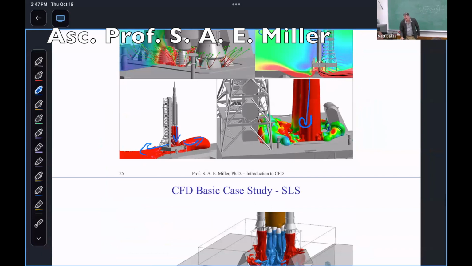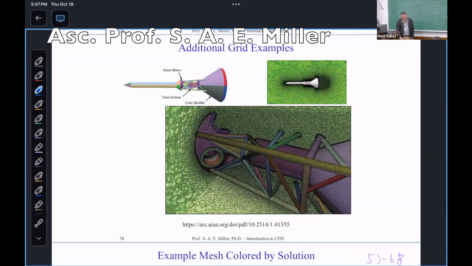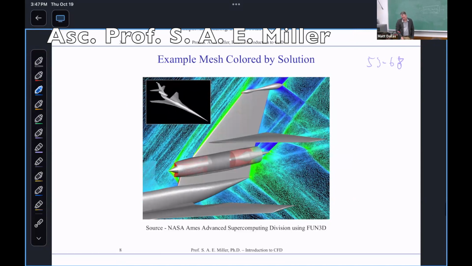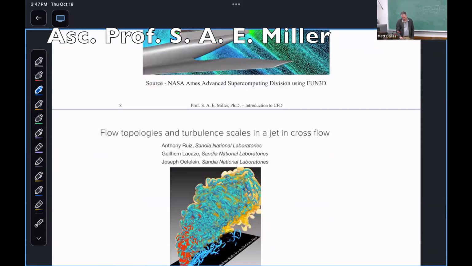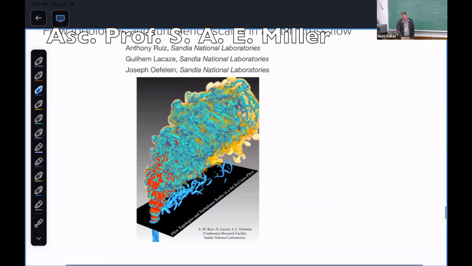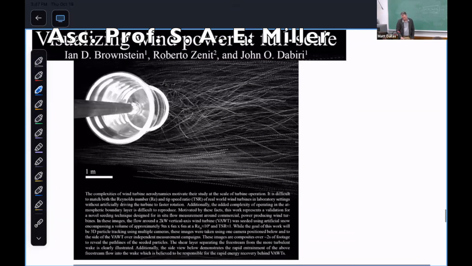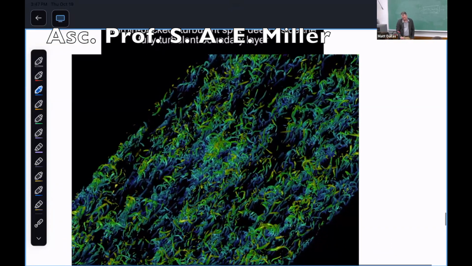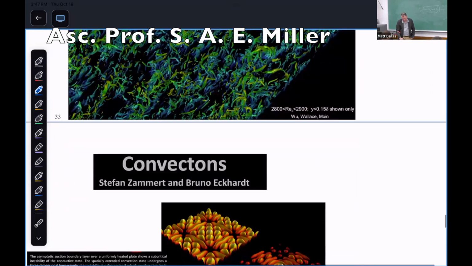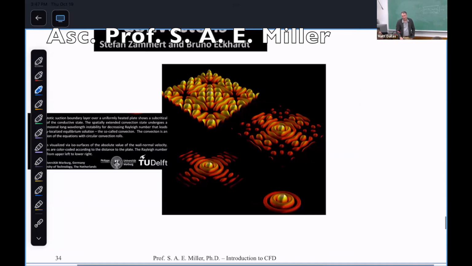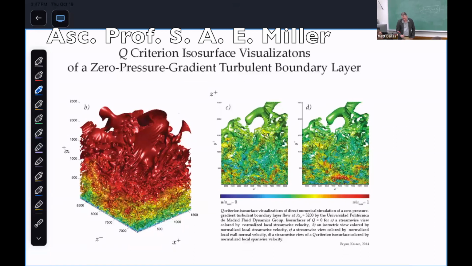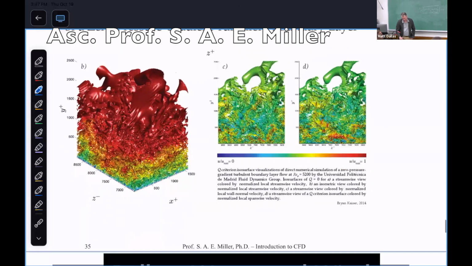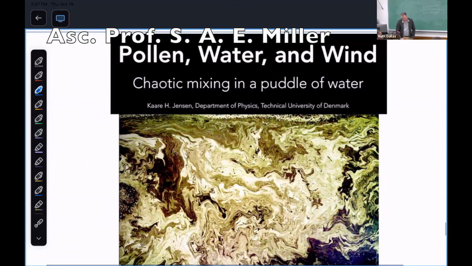So these are the types of simulations you might see. And I'll just scroll down and you can take a second to appreciate different types of CFD that's being run today. This is a jet in cross flow. This is a wind turbine. This is just turbulence itself. I talked about the smallest eddies. Well, these are little hairpin vortices, the tiniest little eddies. Convection, if you're cooking, you can look at the water in your pan and see this type of convection cells. This is just visualizing boundary layer turbulence that might go over the skin of an aircraft. Pollen, rain, and wind.